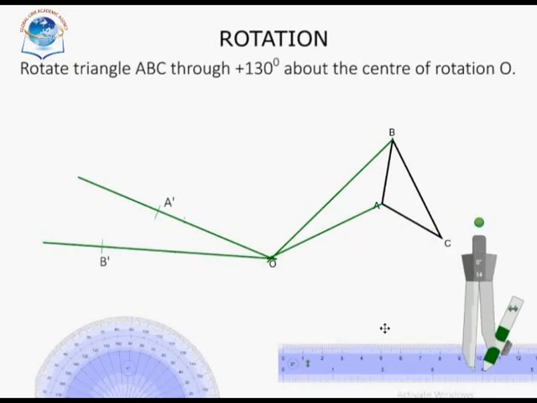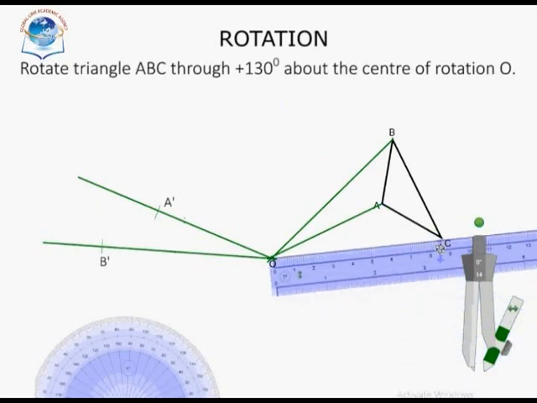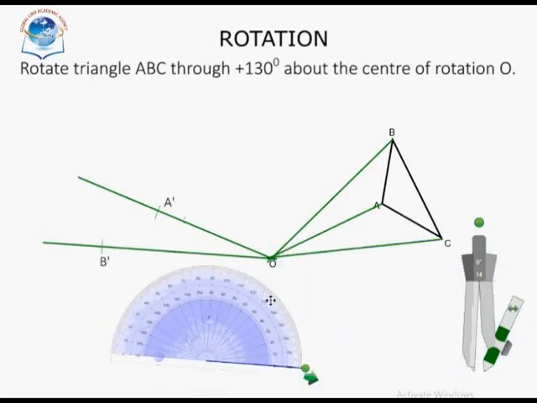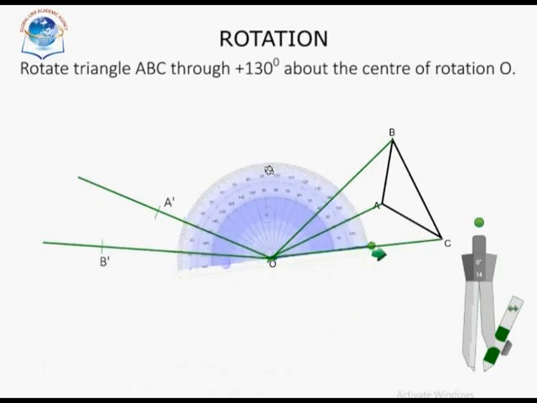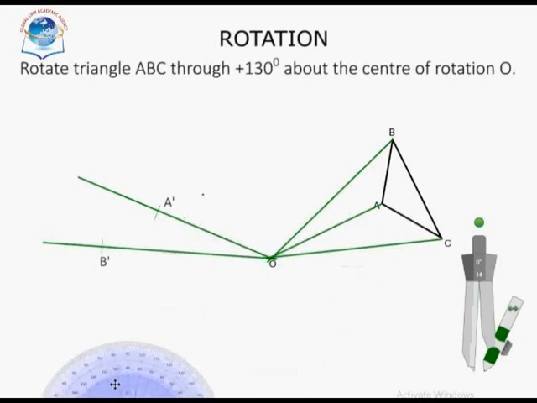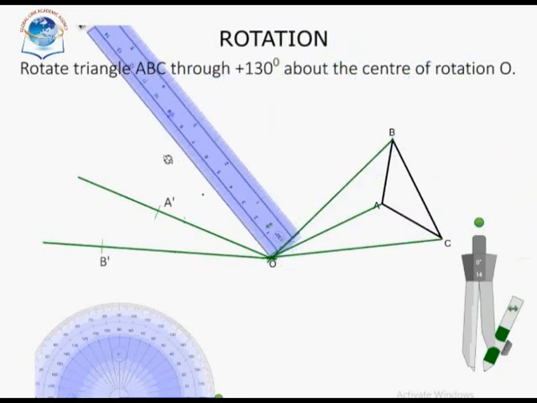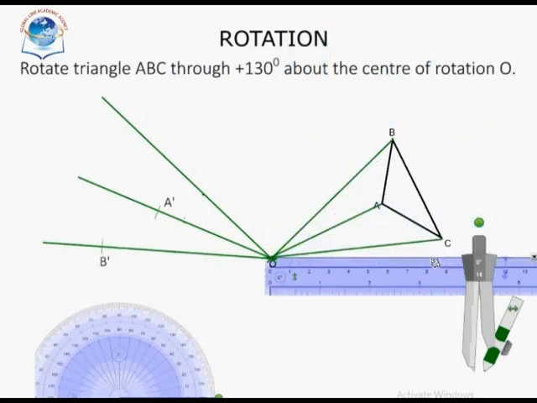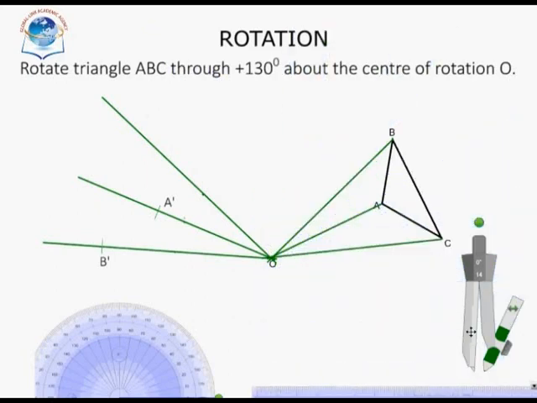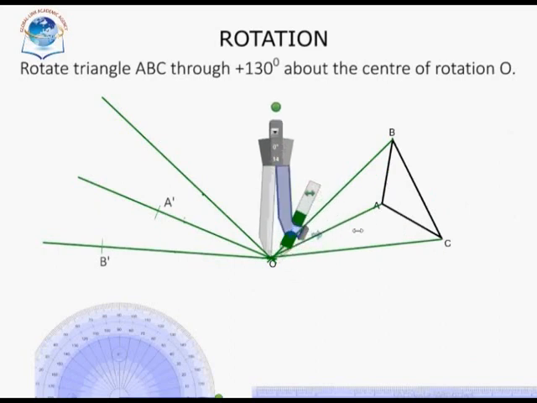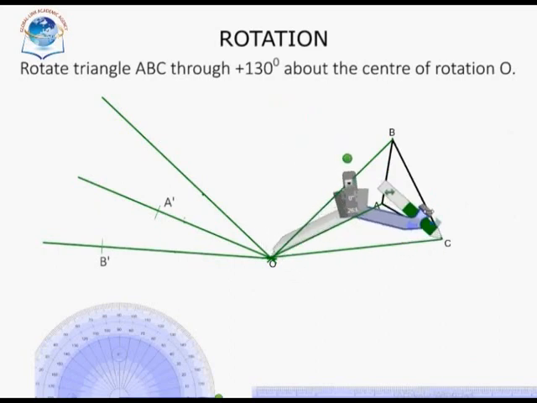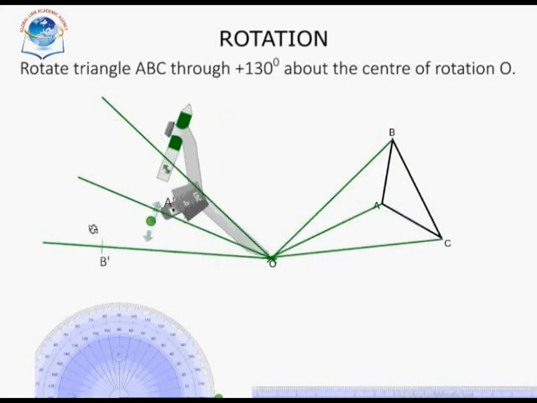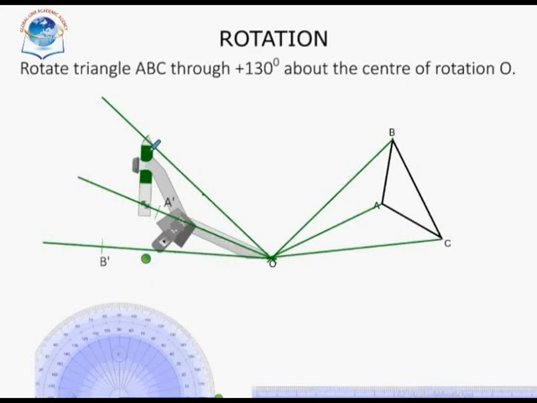Finally, C. We join C to the center of rotation. At O, we measure 130 degrees. That is the point. Now we join this point to the center of rotation. And then we reproduce the distance OC on our new line. So place the compass here and measure the distance OC. Measure the same distance on the new line. That is C prime.